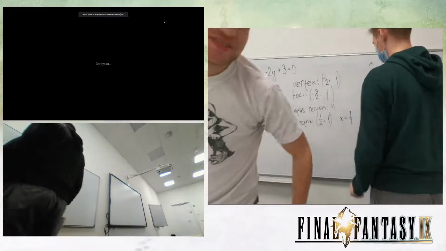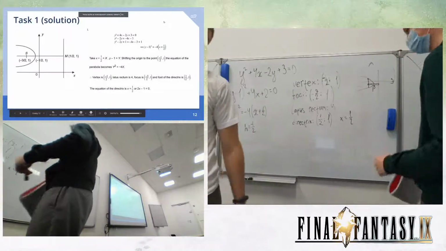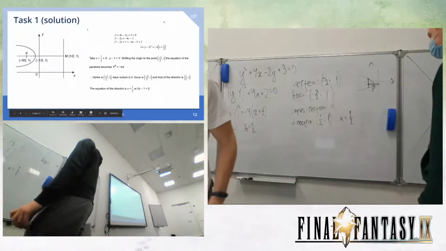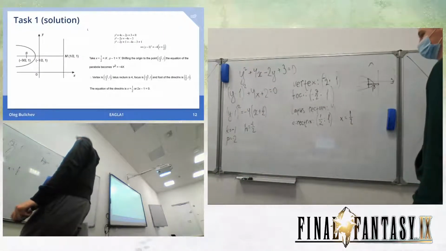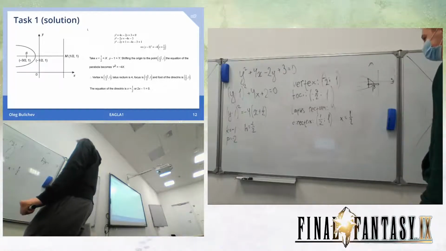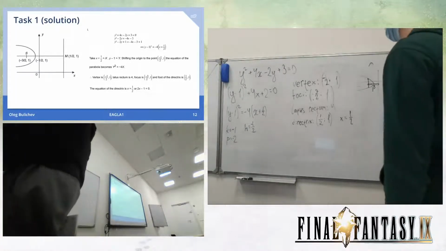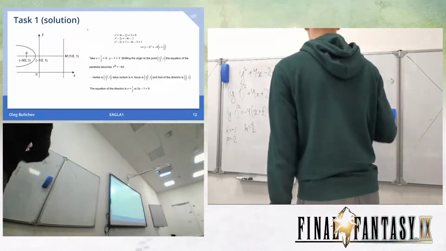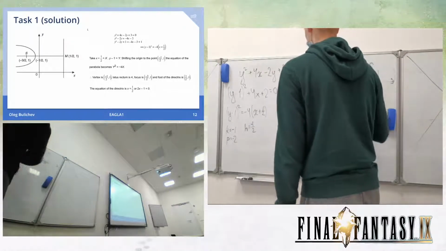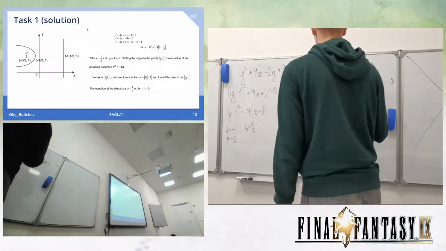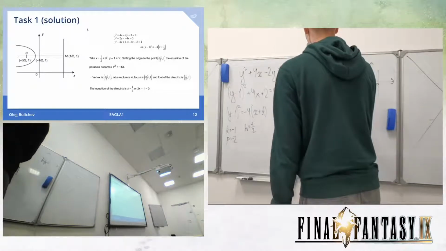So, foci. According to Stanford University, foci. Vertex is x0 and y0. Foci is.